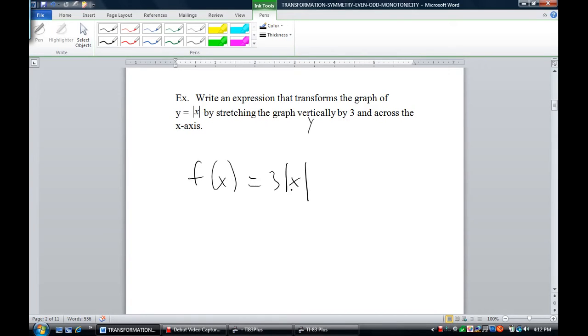Now if it were horizontally, I'd have the 3 on the inside. And actually it'd be a little different also. It would have a different word there.